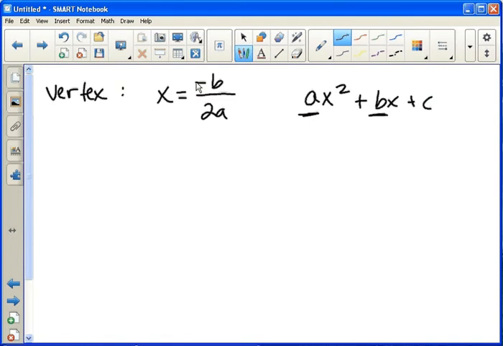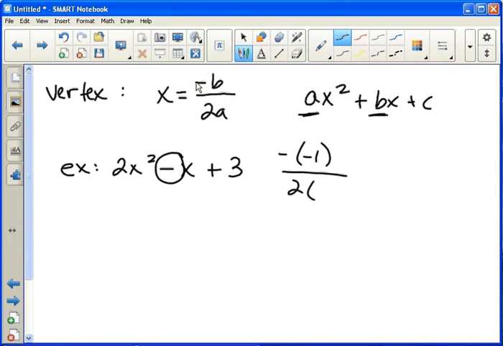So for example, if we have 2x squared minus x plus 3, our b is the number in front of x. That would be negative 1. So we put negative 1 over 2 times a. 2 times a is 2 times 2, so we get positive 1 on top over 4. So we know our vertex is at x equals 1/4.